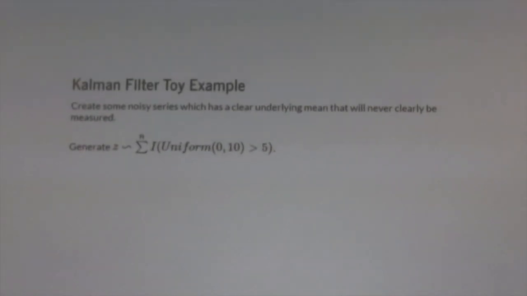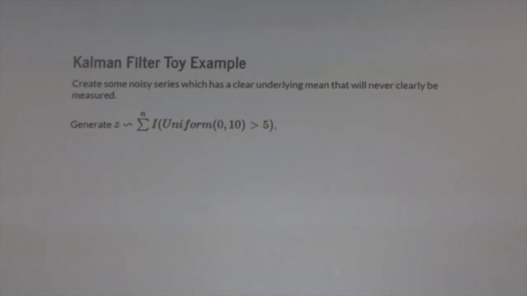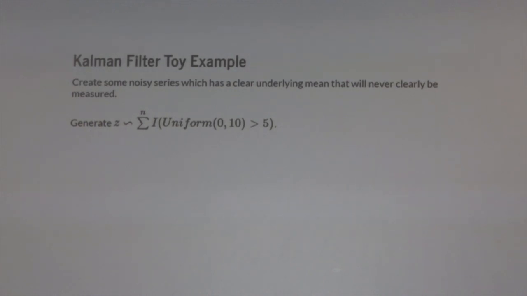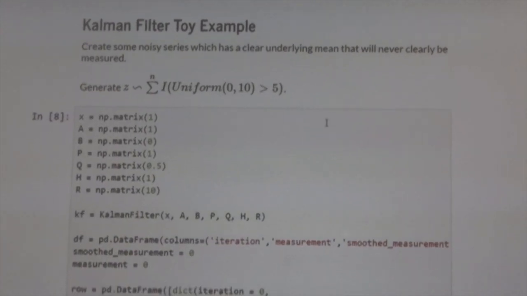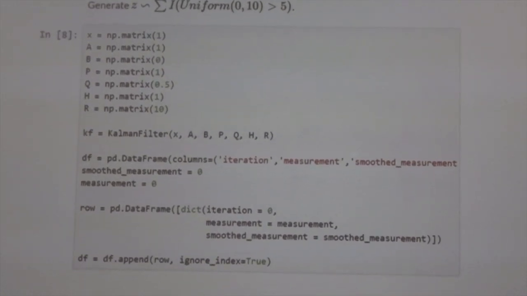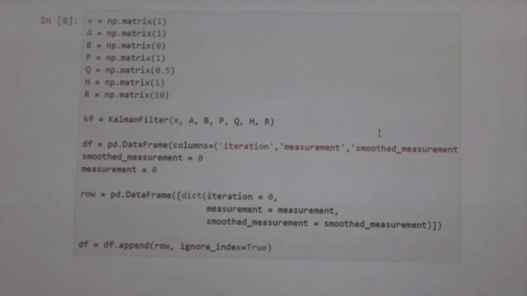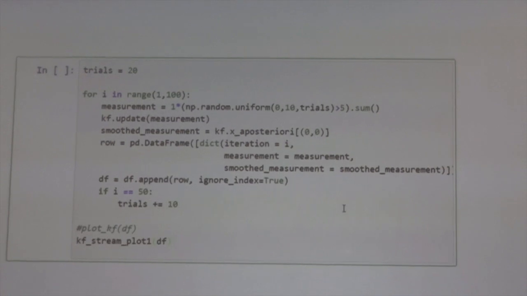And then I make up another toy example just to show that this works. So what I'm going to do is at each time point, I'm going to draw n random uniform variables between 0 and 10. And I'm just going to count how many of those are above 5 and how many of them are not. So I should have some noisy series bouncing around that's stationary. Again, there's nothing going on. I've initialized everything at some values that are roughly in the right place. I start my Kalman filter, and then I make a pandas data frame to collect everything. And then I want to actually run it and see what it looks like.